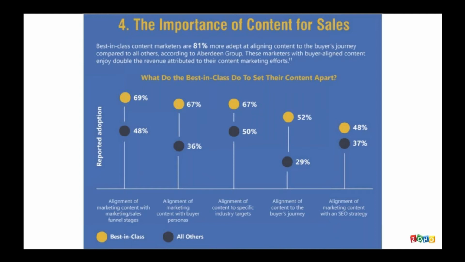Let's say we did a very small study, and the best-in-class salespeople equip themselves with the best kind of content. So let's look at how content influences them at different places. Let me take a quick look at the stats: 69%, 67, 67, 52, and 48. 69% of the people used content to align the interest of the customer and the product they are selling. And then 67% to create buyer personas, and 67% again for industry-wise targets.